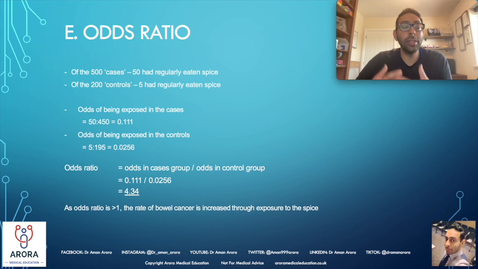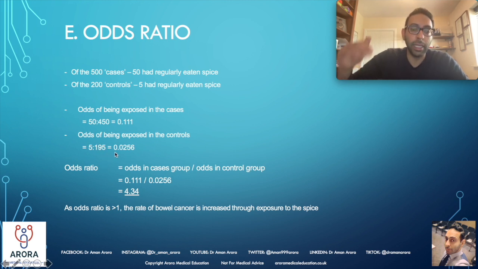If it's asking you how to calculate the odds in the control group, then you do the same thing but using these numbers. So the number of events, which is 5, over the number of non-events, which is 200 minus 5, i.e. 195. So the odds of being exposed in the control group was 0.0256.